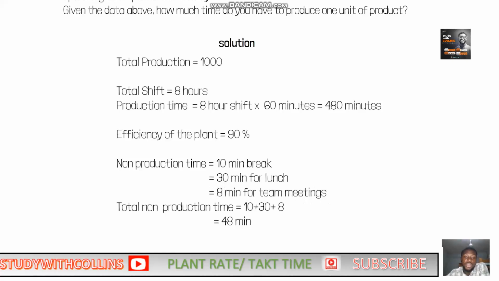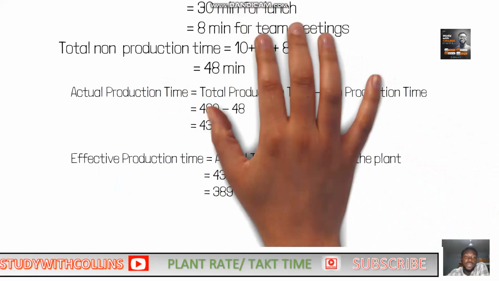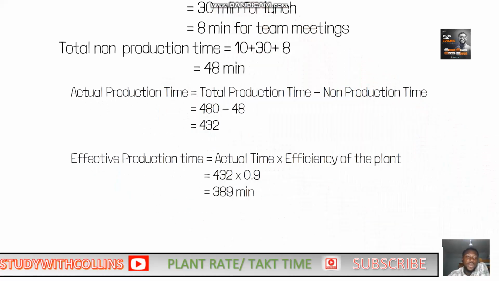After we found our total non-production time, we go ahead to find our actual production time, and our actual production time is the total production time minus the non-production time. That is 480 minus 48, and we get 432 minutes.